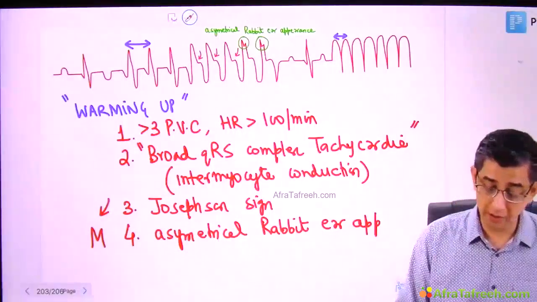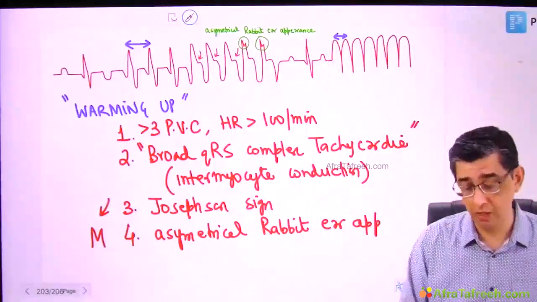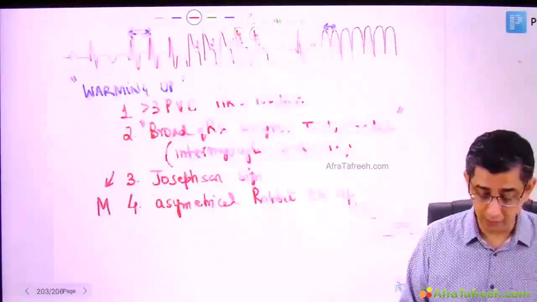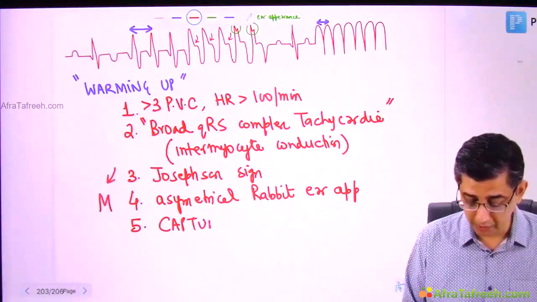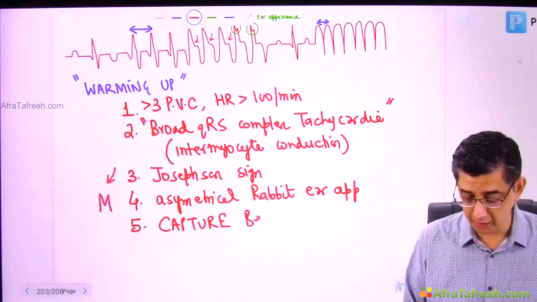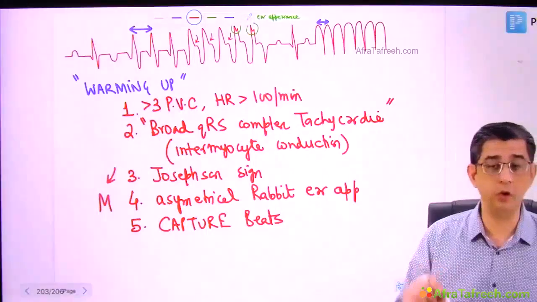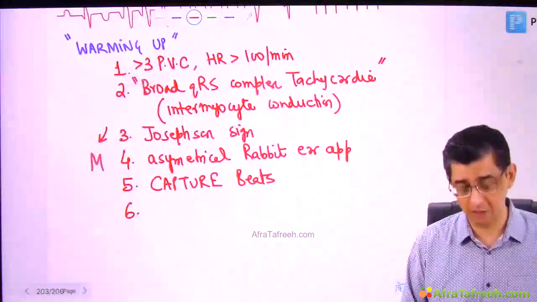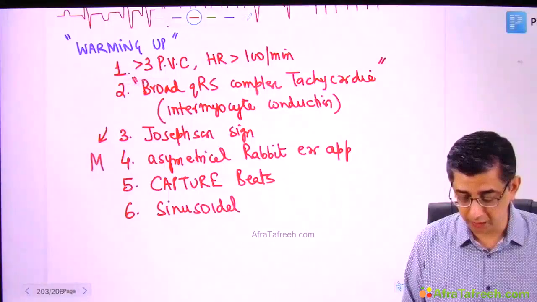Another interesting finding is that in between this marking that I've done, you might get a normal sinus rhythm. This particular area where you get a normal sinus rhythm may be written in the MCQ as a capture beat. So when you read the criteria for diagnosis of ventricular tachycardia, there will be a lot of literature given, but at least if you focus on the words broad QRS complex tachycardia, capture beats, or if they have written a sinusoidal appearance, then this would definitely help you in cracking the question.